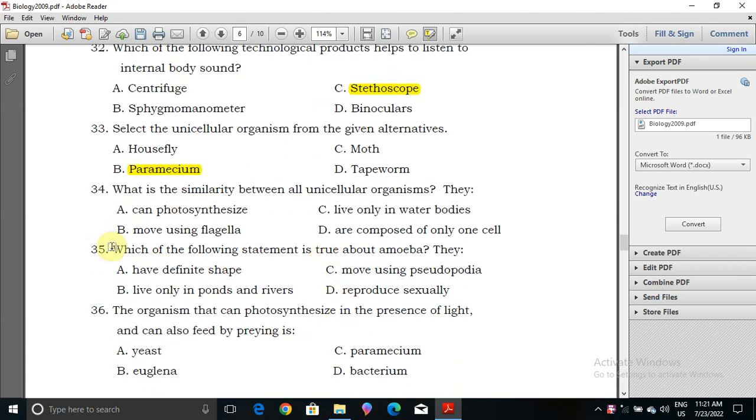Now question number 34. Which of the following statements is true about amoeba? They have different shape, no. They live only in ponds and rivers? No. Move using pseudopodia or reproduce sexually? First of all, they reproduce asexually, and they are in different shapes, and they do not only live in ponds and rivers, also fresh waters. So the correct answer will be move using pseudopodia.